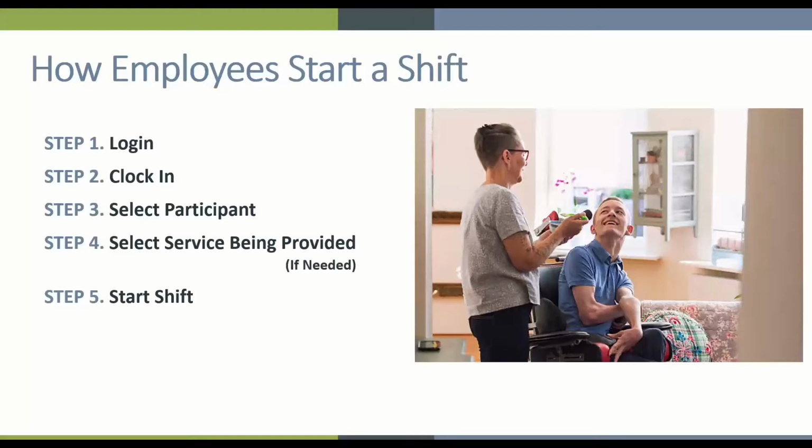Now, the helicopter perspective is that the employee logs into CellTrack, clocks in, selects the participant they're delivering services to, and then they select the service that they are providing, as applicable. Okay, so that might not pop up depending on the waiver of the participant. And then that employee would start their shift. So let's take a look at each step.